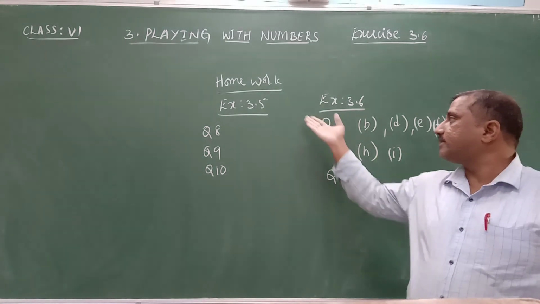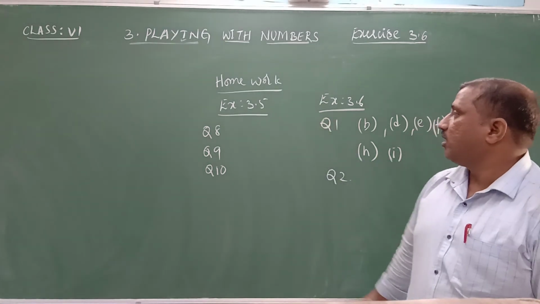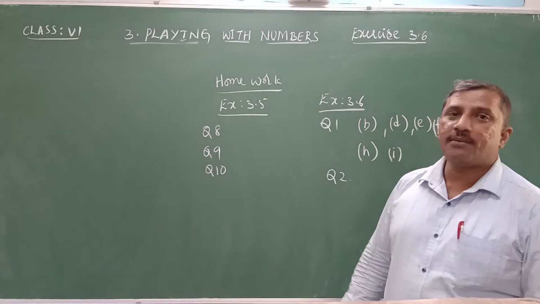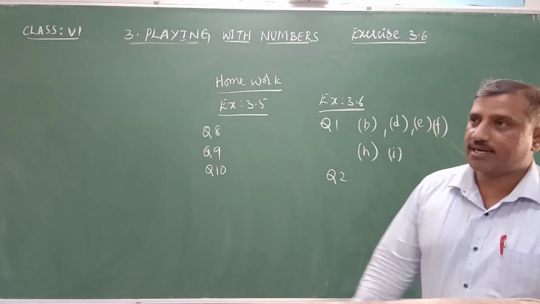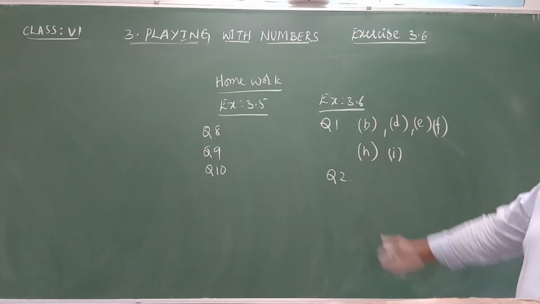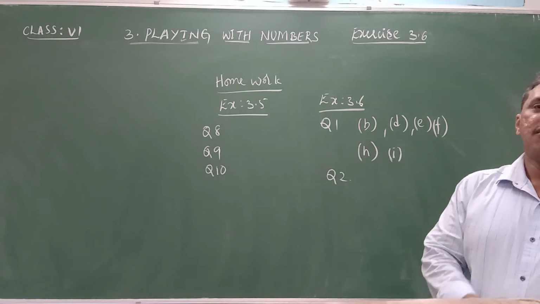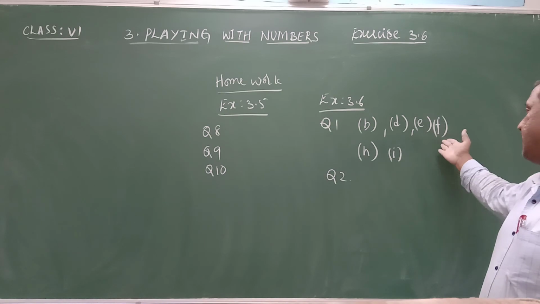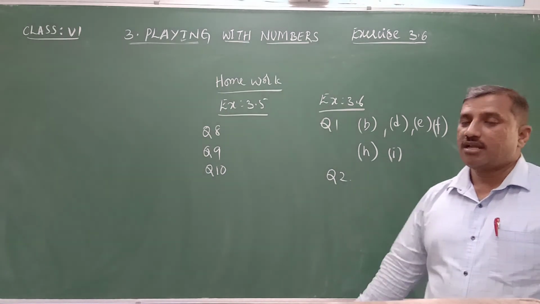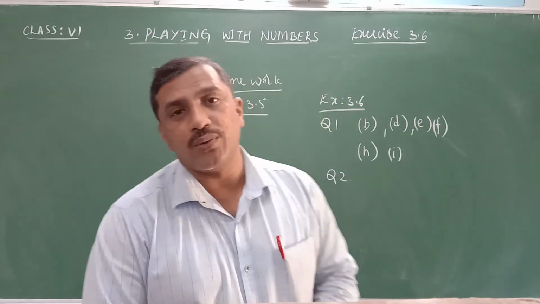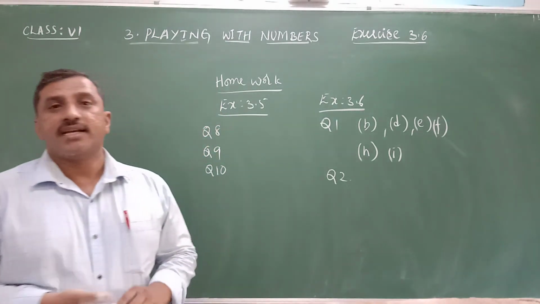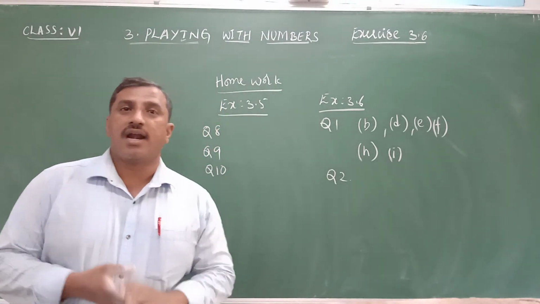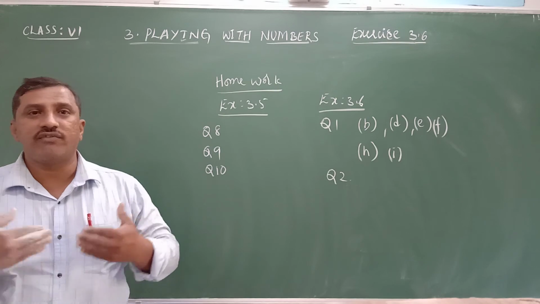And your homework is exercise number 3.5, question number 8, question number 9 and question number 10. Exercise number 3.6, the first bit, find the HCF of the following numbers B, D, E, F, H and I. And question number 2, a small question is there. This is your homework. And I hope you understand today's concept, what we discussed.